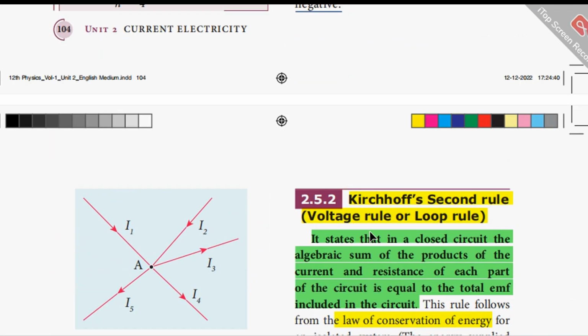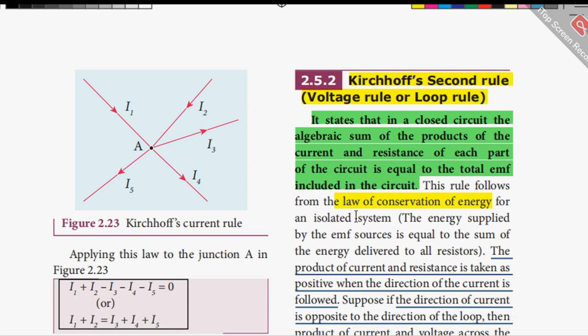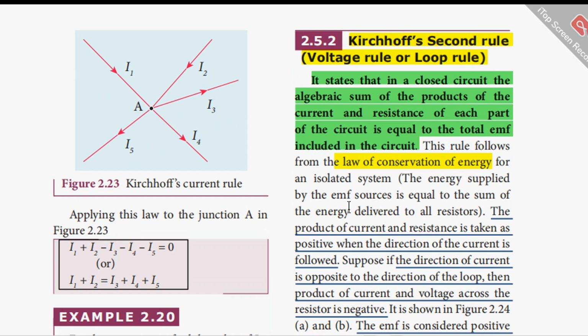Next we are going to study Kirchhoff's second rule, which is also called the voltage rule or loop rule. It states that in a closed circuit, the algebraic sum of the products of the current and resistance of each part of the circuit is equal to the total EMF included in the circuit. And this rule follows from the law of conservation of energy for an isolated system. The energy supplied by the EMF sources is equal to the sum of the energy delivered to all resistors.